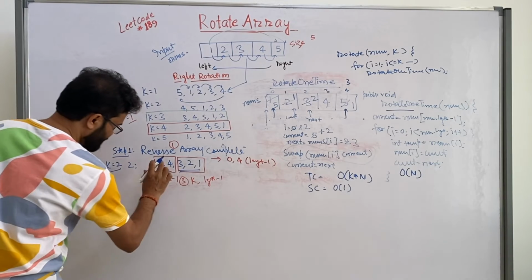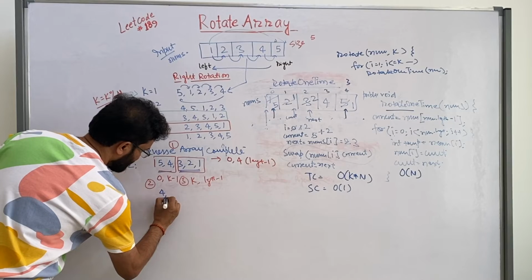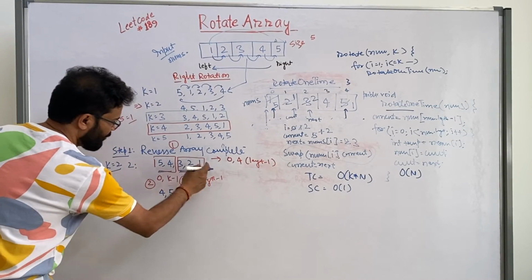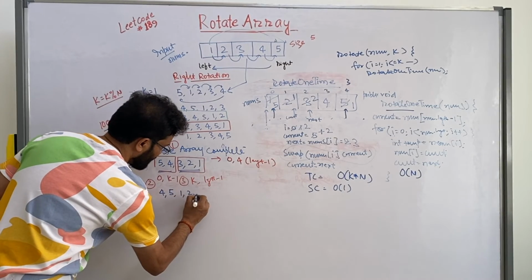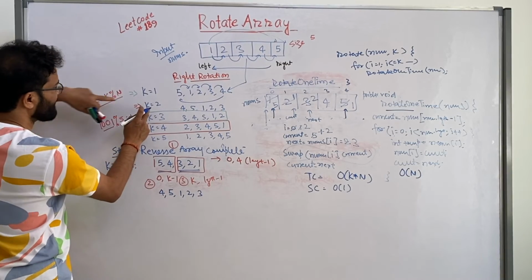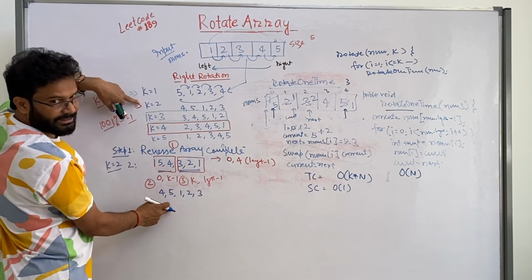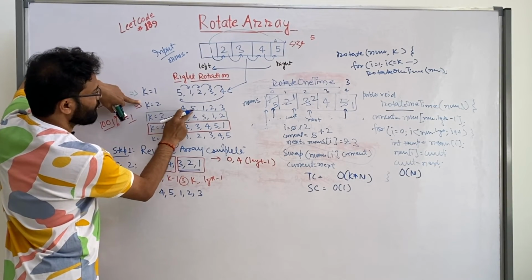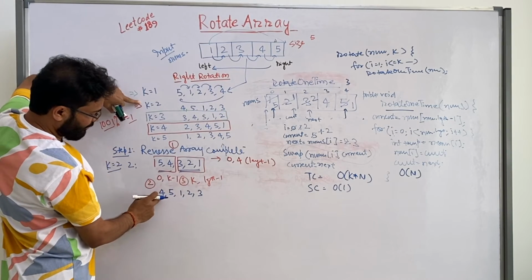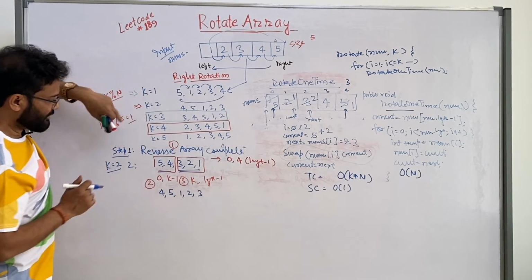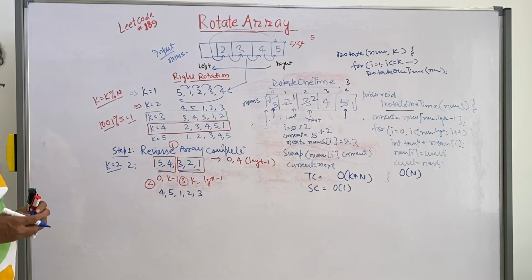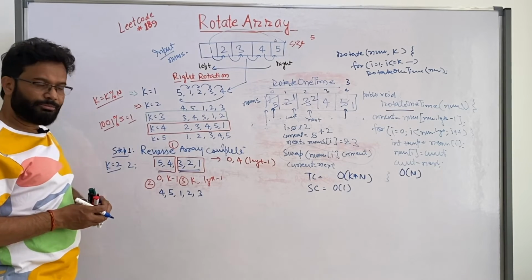So if you reverse this part, it becomes 4, 5. If you reverse this, it becomes 1, 2, 3. See your rotation k is equal to 2, you are getting the same thing or not. So here also 4, 5, 1, 2, 3, and here also 4, 5, 1, 2, 3. So this is the easiest way you can do that, right? So again I want to repeat it.